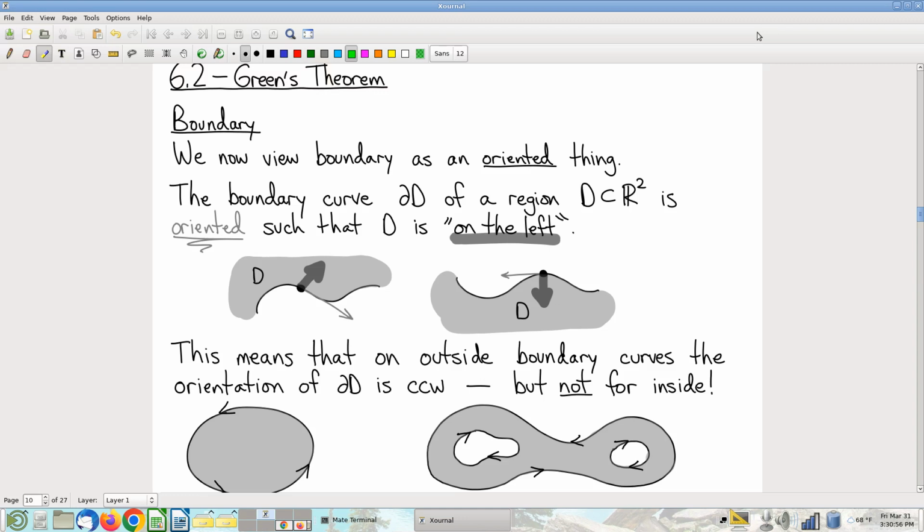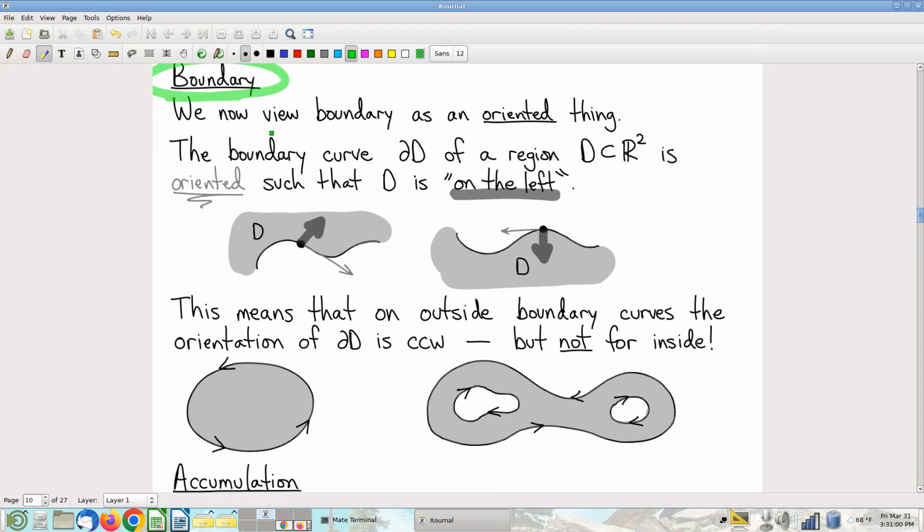Okay, first, we talked about the word boundary, right? And previously we thought of boundary as just meaning the dividing line between where the set is and where the set isn't. Now, going forward, and for the rest of Chapter 6, for the rest of Chapter 7, this word boundary is oriented, right? So boundary does not just mean a curve in this case. Boundary means an oriented curve, and specifically oriented in a very specific way according to a very precise rule.